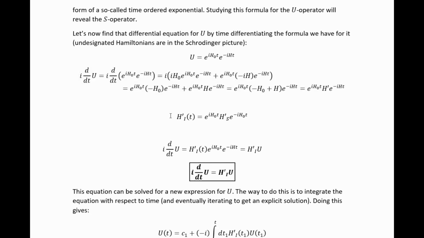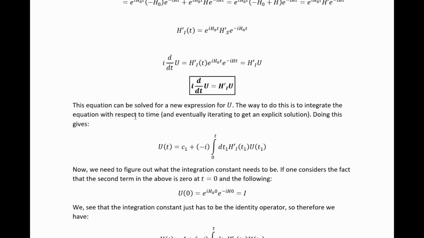However, if we remember the relation between the interacting Hamiltonian in the interaction picture and its version in the Schrödinger picture, we find that we can rewrite that quantity like this. And therefore we have this nice differential equation for the u operator that we can deal with. This equation can be solved for a new expression for u.